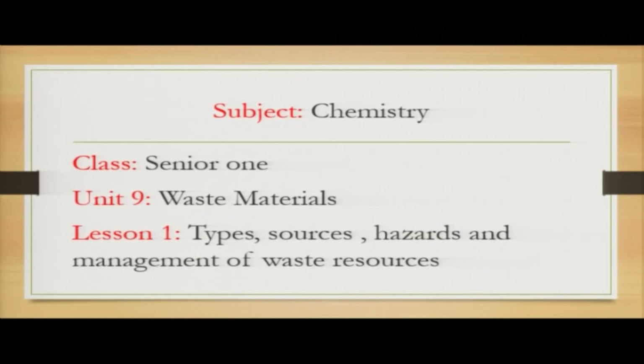Once again, we are in the chemistry class. We are now going to look at unit number 9. This is waste materials. This is lesson number 1. We look at the types of waste materials. We look at the sources. We look at the hazards and how we can manage these waste materials.